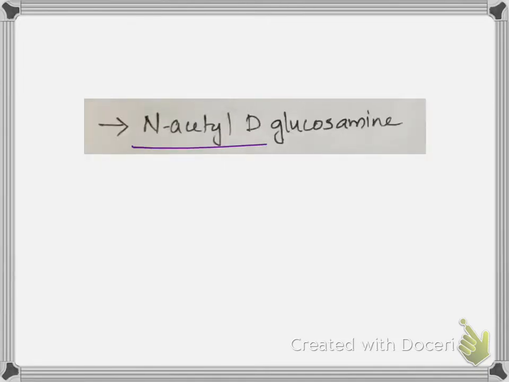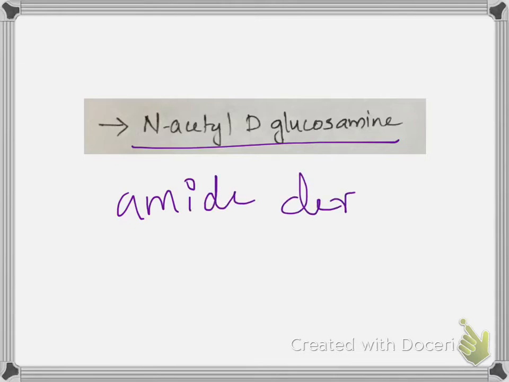The N-acetyl D-glucosamine is an amide derivative of glucose. It is an amide derivative of glucose.